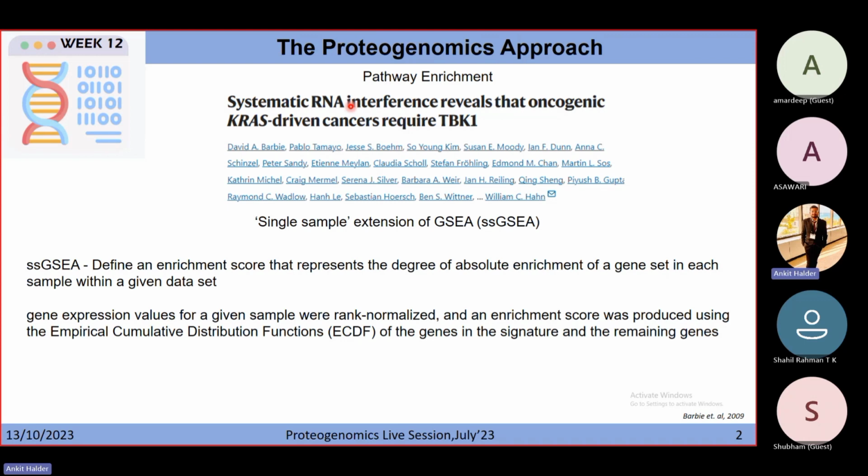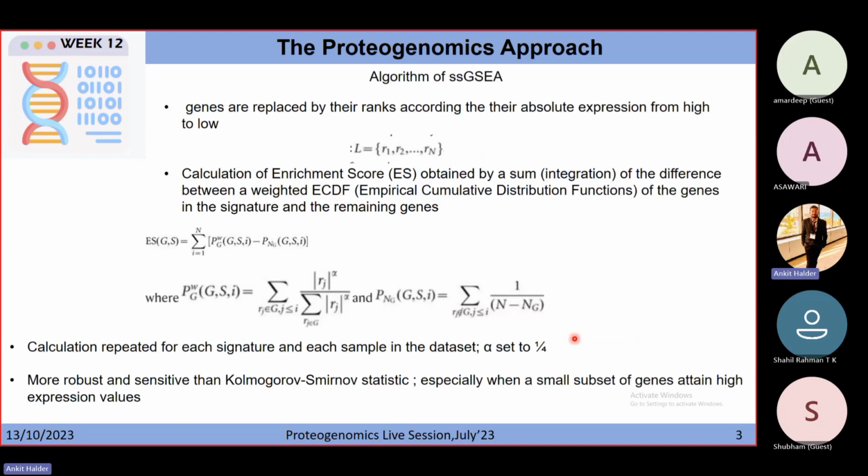Now the gene expression values for a given sample were rank normalized and an enrichment score was produced using the empirical cumulative distribution function of the genes in the signature and in the remaining genes. So both in the signature, whatever the signature pathways are, and the remaining genes which are not present in the signature. Now what is the algorithm of the single sample extension of GSEA? You can not only restrict yourself to GSEA and pathway-based analyses, you can also do a single sample based GSEA.